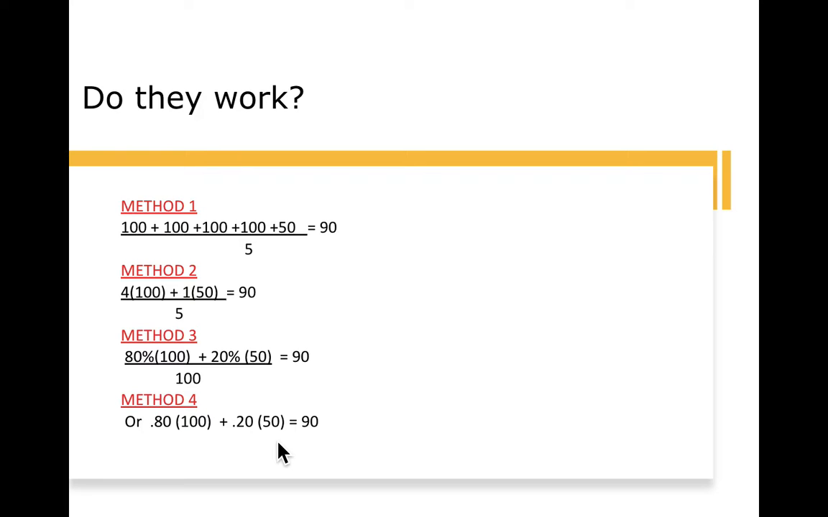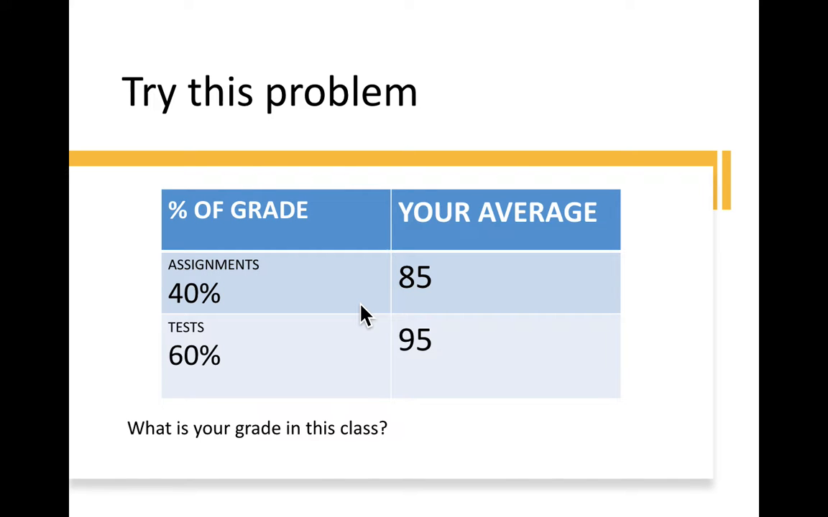You'll see if you do all 4 of those methods, they are valid ways of using that same data, 4 100s and a 50, to calculate your average. Okay? Now, I want you to try this problem. This time you can't see the individual scores, but you have been given the percentage of your grade and your average for that particular category. So you might be in a class where 40% of your grade is based on assignments, maybe homeworks and various other things, and 60% is based on your test grades. On your assignment average, you have an 85, and your test average is 95. So what would your grade in that class be?